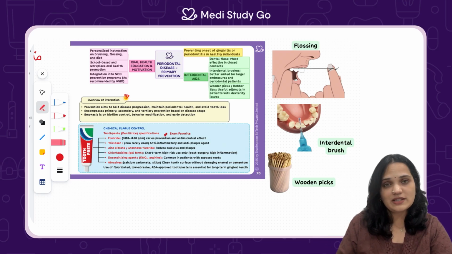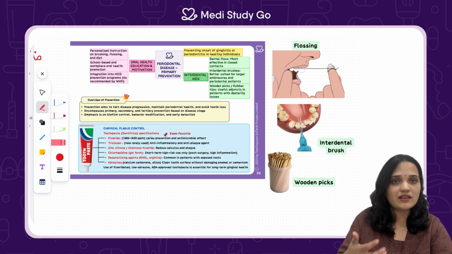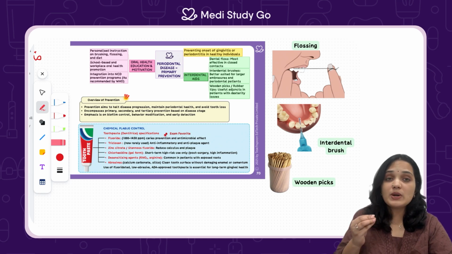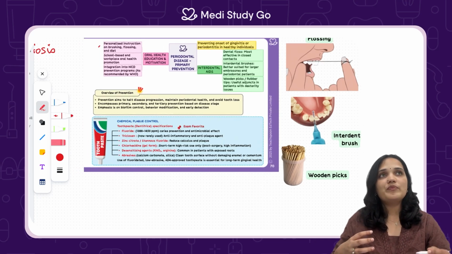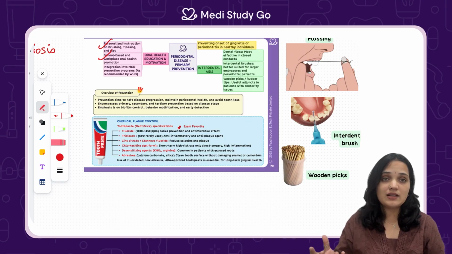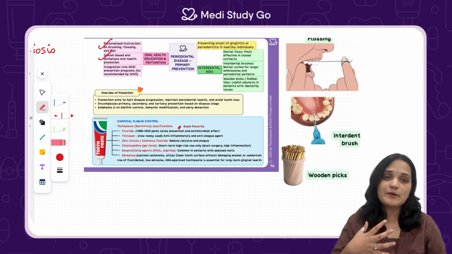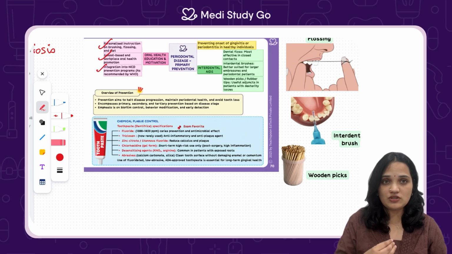And another concept is that treatment is slowly shifting from the same scaling for everybody to personalized treatment based on the patient's biology. So, for example, if two patients come to you with the same plaque, they won't be treated the same way because their body response is different. This is called precision periodontology.